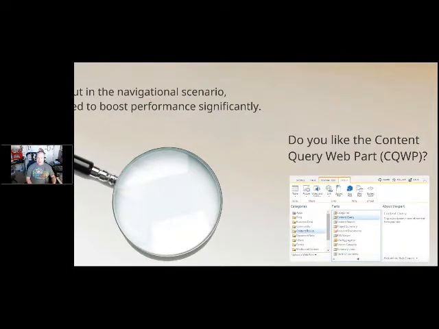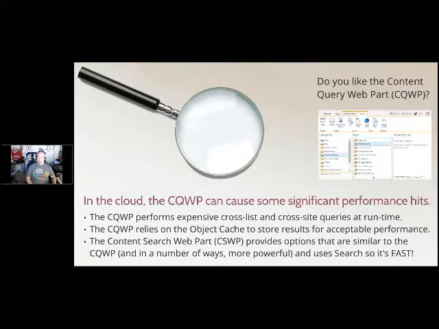Well, in the cloud, the content query web part can cause some significant performance hits because the content query web part performs what are typically expensive cross-list and cross-site queries at runtime. We rely on the object cache in an on-premises environment to house the results of those lookups for a period of time, so we're not constantly rerunning these queries. Now again, since we can't rely on the object cache in the online scenario with SharePoint Online, we're going to be rerunning these queries more and more often, and that's going to slow down a page.